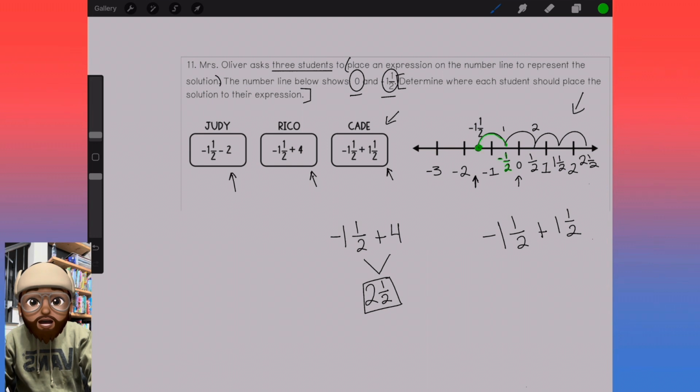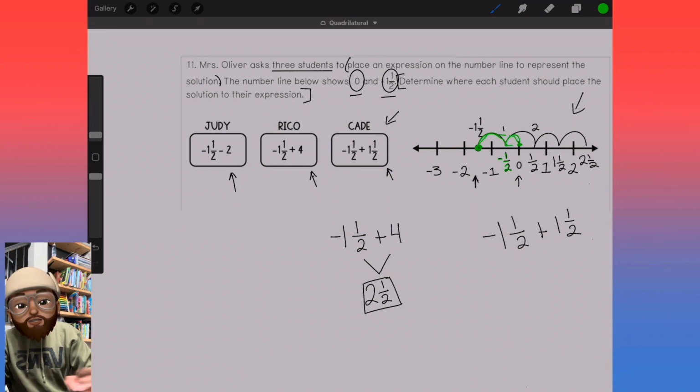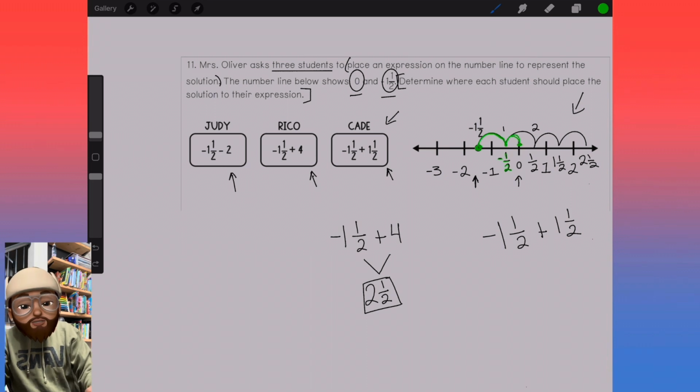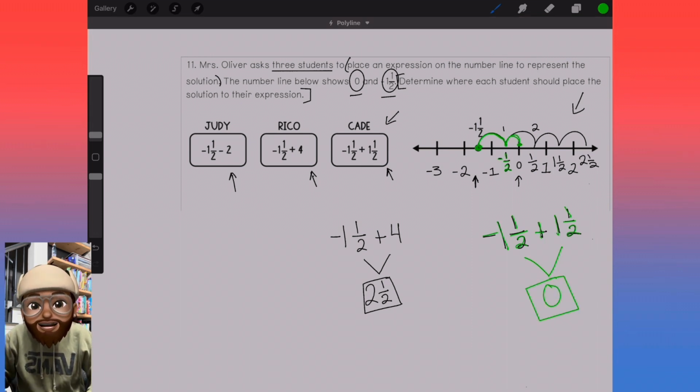Now we need to make half a jump. If this is a full jump, then jumping to this line would be a half jump. So that would be 1 jump and a half. And that would give us 0. So Cade's, when you bring together a negative 1.5 plus 1.5, that goes to 0. Good job.